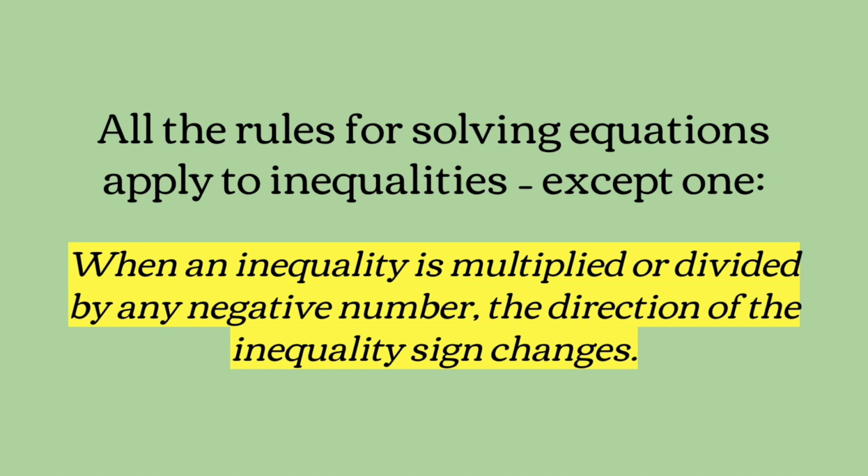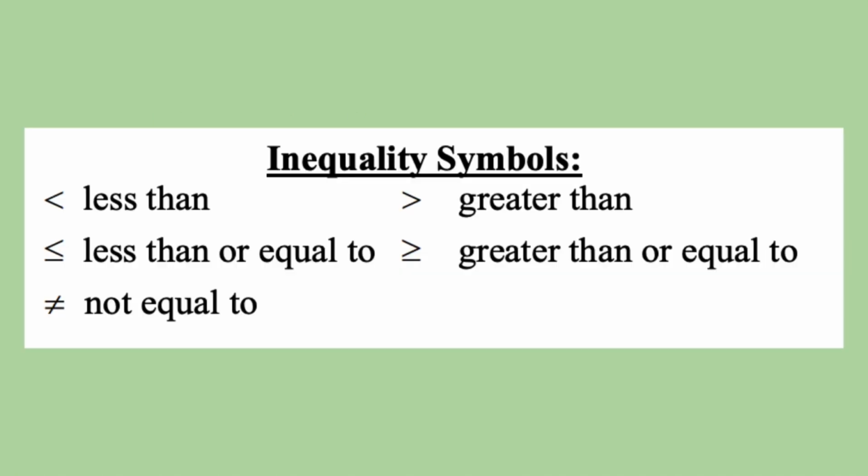So let's just say we have greater than in the middle of two parts of the inequality, and we divide both sides by -6. Then the less than would become a greater than. It would flip. Now here are the inequality symbols, just in case you need a little refresher.